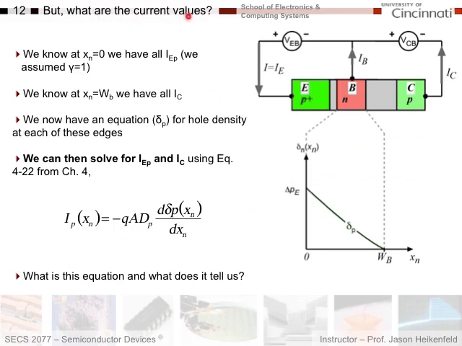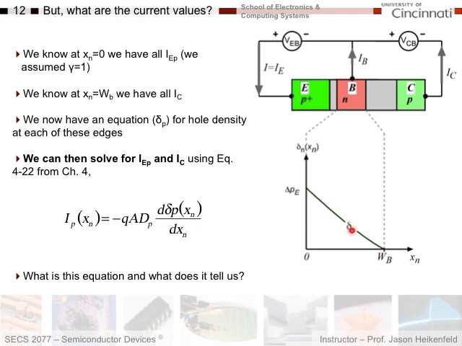So, we still haven't told you what the current values are. We know that at xn equals 0, we have all IEP. We're assuming that hole injection dominates over electron injection this way, so we can assume an emitter injection efficiency of 1. We know that at this end, all the holes that show up here become collector current. And we now have an equation for the hole concentration across the base, this delta P function we derived.